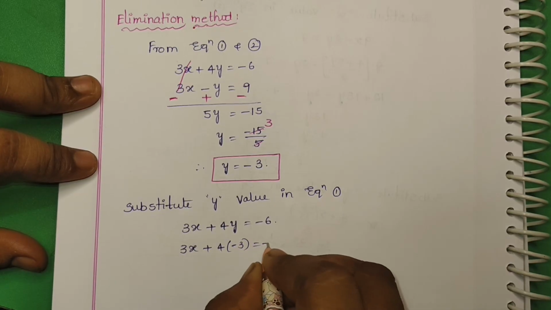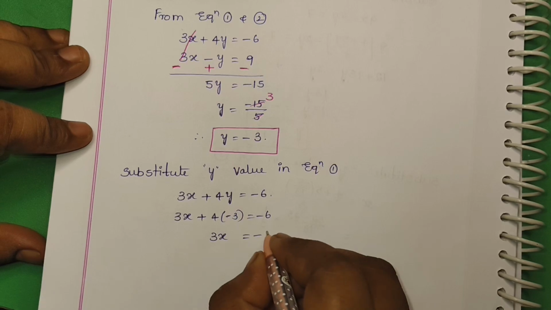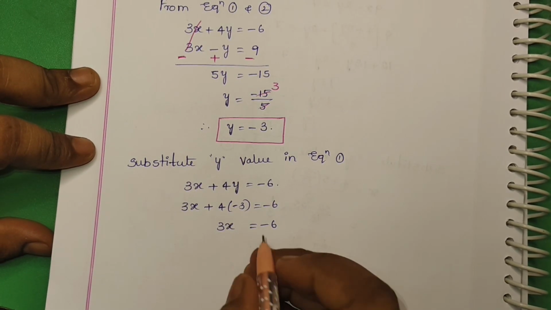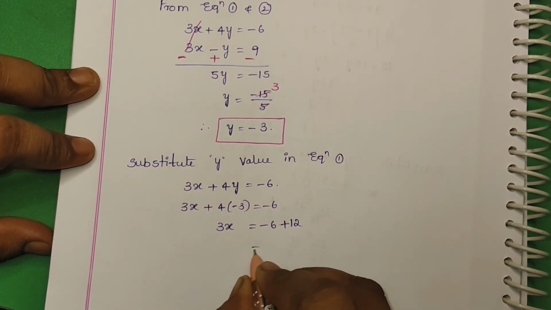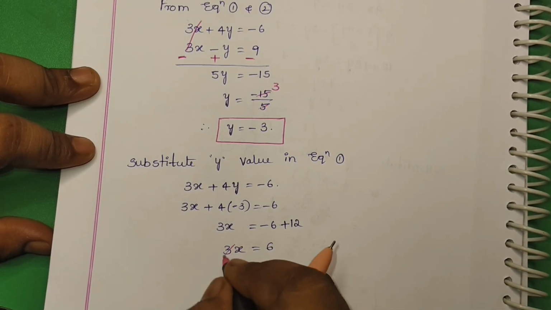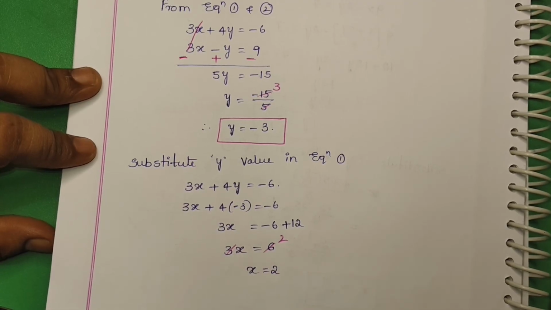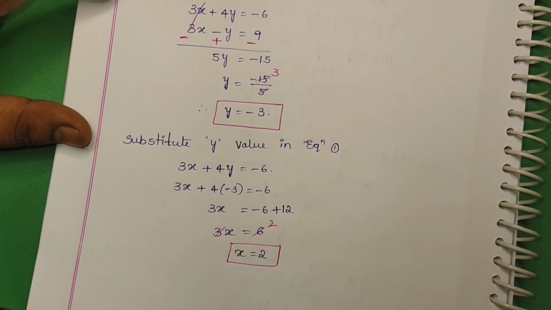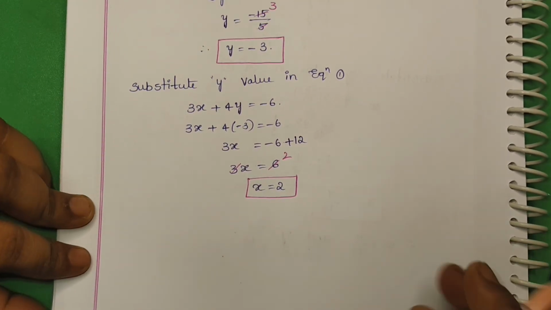3x plus 4 into minus 3 is equal to minus 6. 3x is equal to, here plus into minus, so minus 12 on the left hand side. If we transpose this minus 12 to the right hand side, this minus 12 becomes plus 12. So 12 minus 6, 6. 3x is equal to 6. 3 in 6, 2 times, 3 2s are 6. So therefore x is equal to 2. Finally we have the values. The value of x is equal to 2 and y is equal to minus 3.